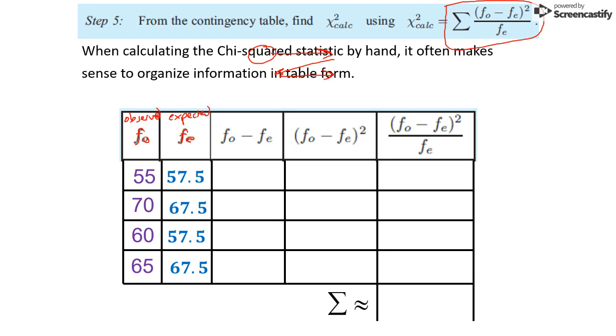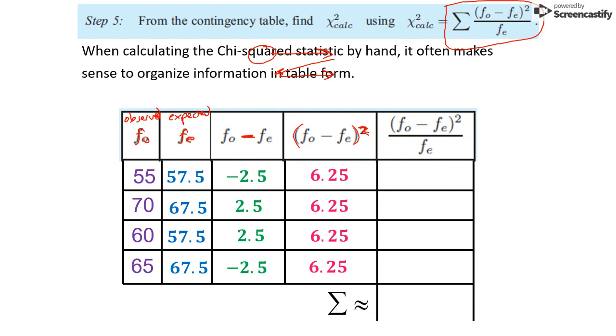Now, the rest of this table is just taking one step of the calculation at a time. I'm first going to look at the difference between the observed and expected. So 55 minus 57.5, that's negative 2.5. 70 minus 67.5, that's 2.5. 60 minus 57.5 and 65 minus 67.5, there is the difference of each observed and expected value. And then I'm going to take each of those values and square them. Notice how I'm just taking that previous column and squaring it. I shouldn't have any negative numbers in this column. When you square something, they're all positive.